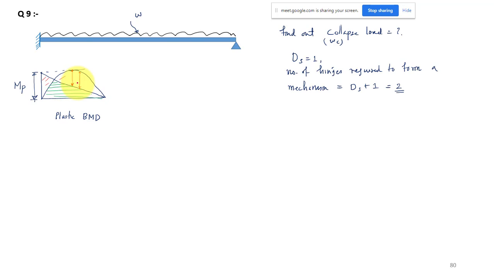So we have to find out where that point will be in your beam. Okay, let us take that point. This section is the maximum. Let us assume that this is the section where we have the maximum moment, and then this will be your MP. Okay, this will be your MP.